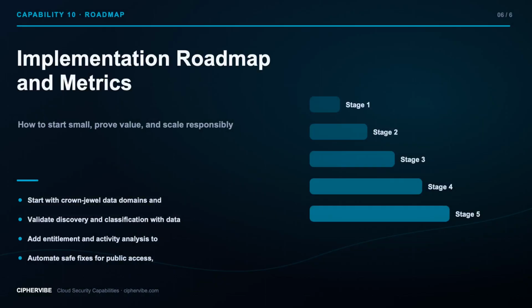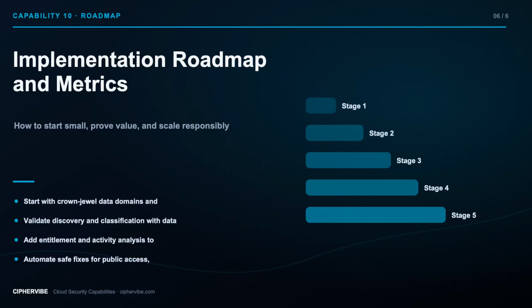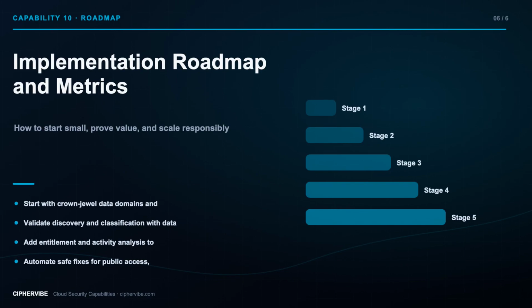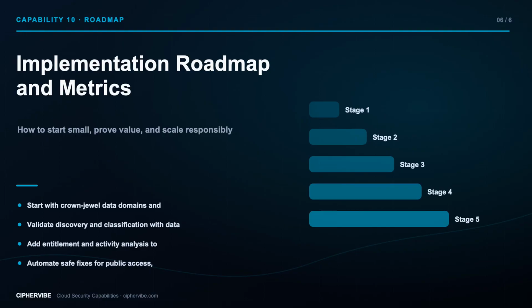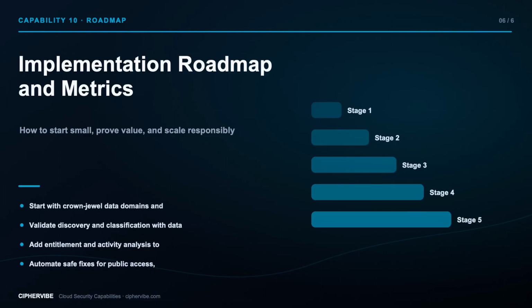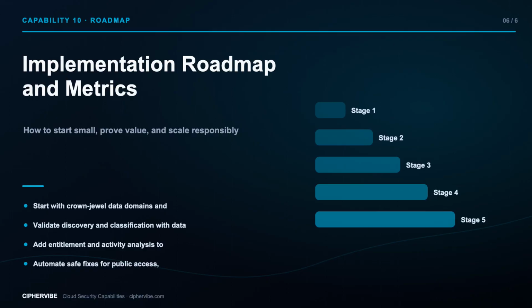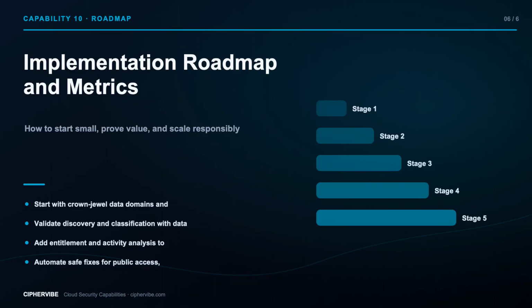A practical implementation roadmap for data security and DSPM should build trust before scale. First, start with crown jewel data domains and the highest risk cloud storage services. Second, validate discovery and classification with data owners before scaling coverage. Third, add entitlement and activity analysis to distinguish theoretical from active exposure.